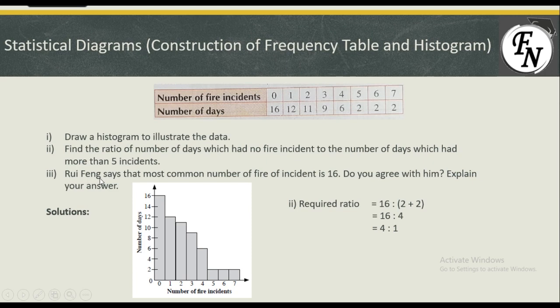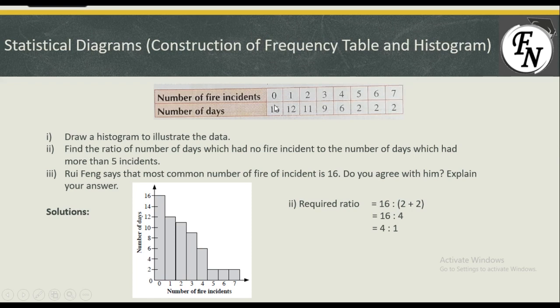In the third part, they are asking about Rui Fang, who says that the most common number of fire incidents is 16. He's saying that the most incidents that happened is 16. But 16 is not the most incidents. It is the number of days, not the incidents. The most incidents that happened in a day is 7.